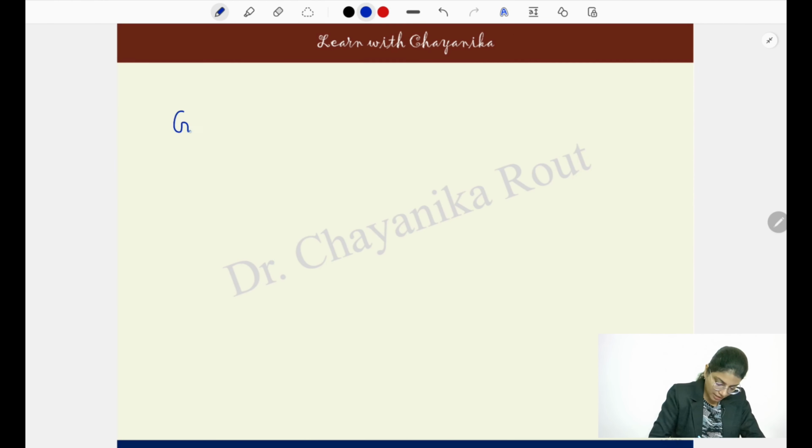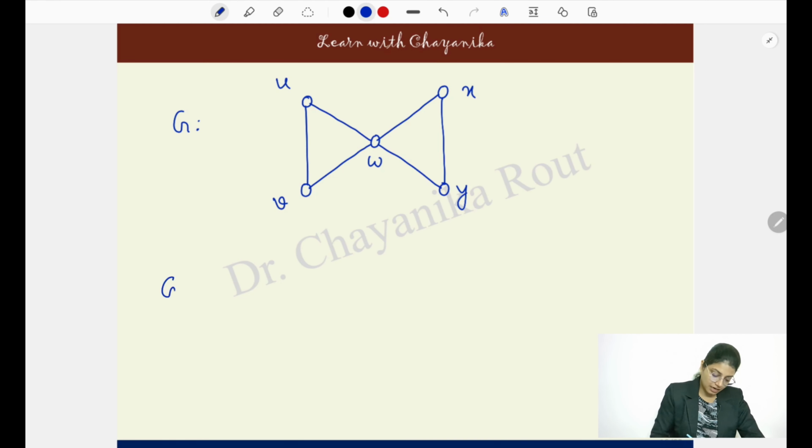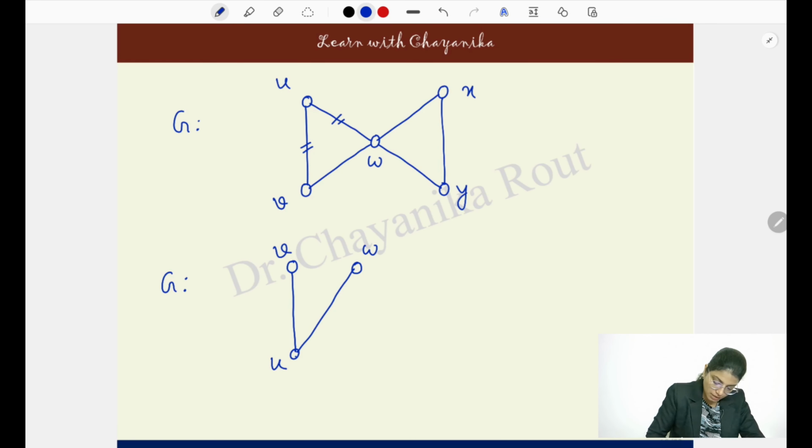Now let's check for another graph. Let G be this graph. So let's redraw the graph G. So I'll start with any vertex. Suppose I start with V. Then from V I have an edge VU. So if V is here, U should be on the other row. From U we have an edge UW, so U is here, so W should be on the other row than U. So you have W here. From W we have WX, so W is here, so X should be here. From X we have XY, X is here, so Y should be here. From Y we have W.